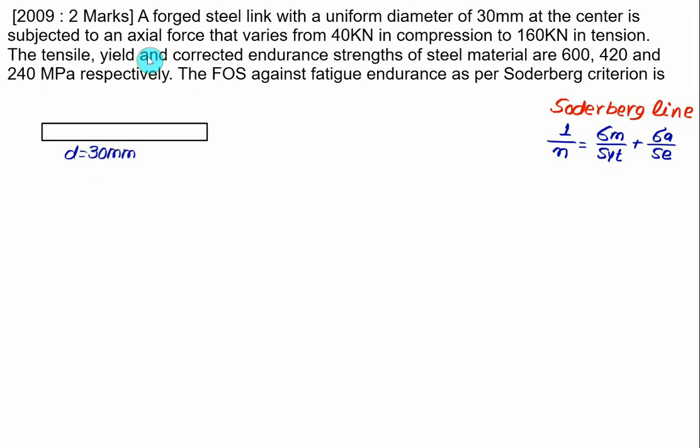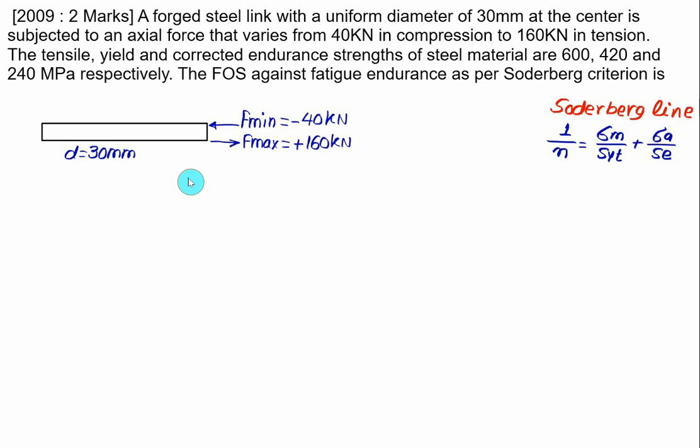One time we are applying a compressive force. So first we apply a compressive force. Let's call this F minimum, because magnitude-wise 40 is less compared to 160 in tension, and this value we treat as a negative value, minus 40 kilonewton. Second time we subject it to a maximum force in tension, which will be taken as a positive value, 160 kilonewton.